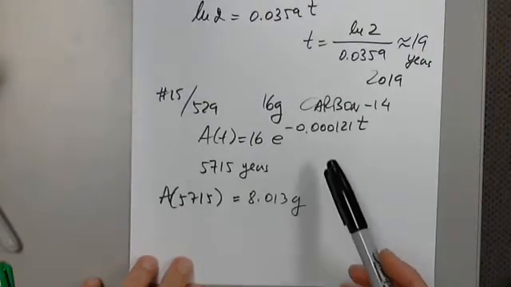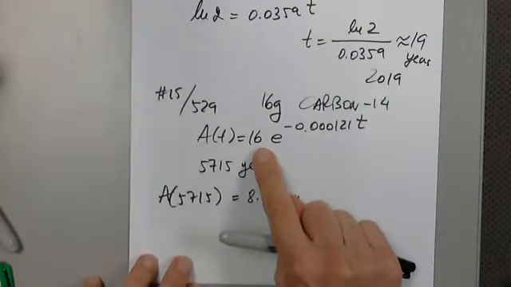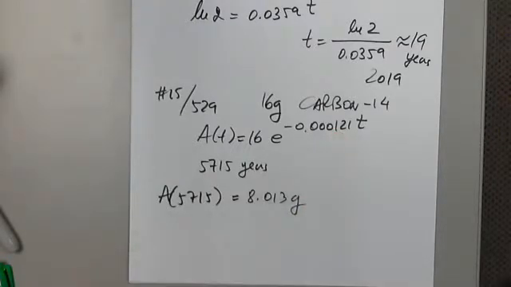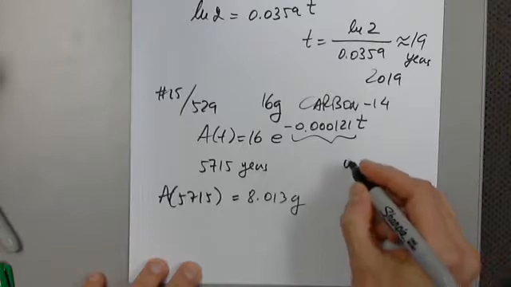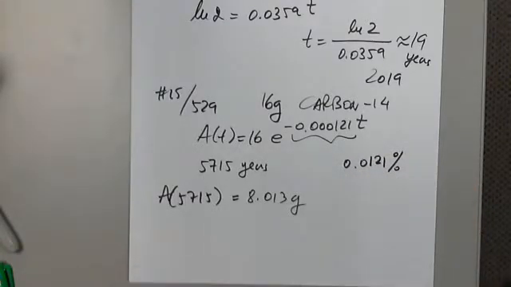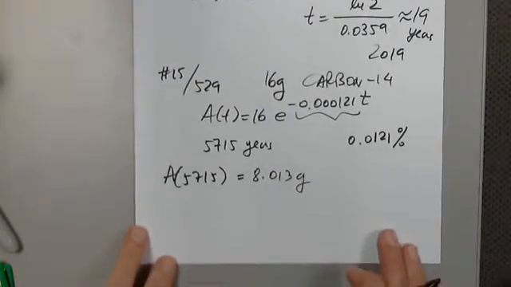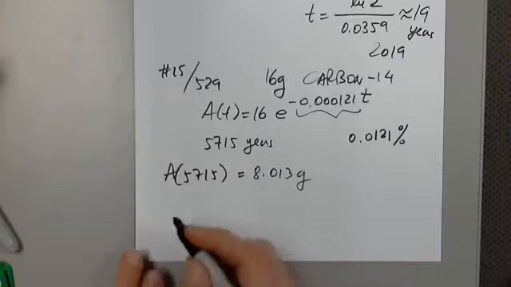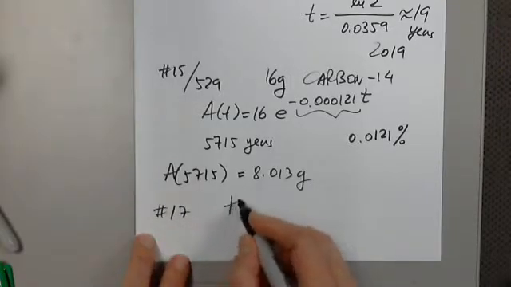Why does it take so long for 16 to get to 8? Because look at the rate. The rate is so small, 0.0121%. So it diminishes its mass at a very, very slow rate. It's a radioactive substance that diminishes its mass at a very, very slow rate. Okay. Any questions? Okay, let's look at 17 and talk about half-life.